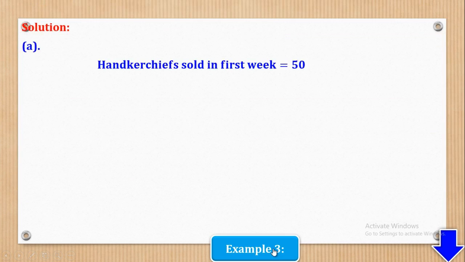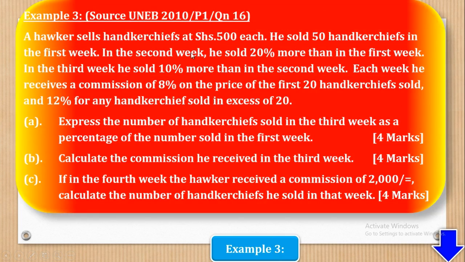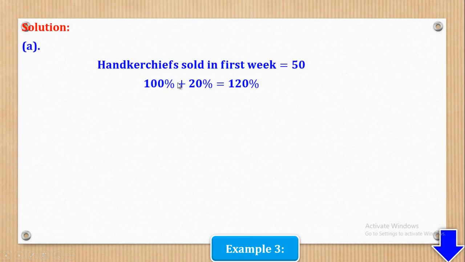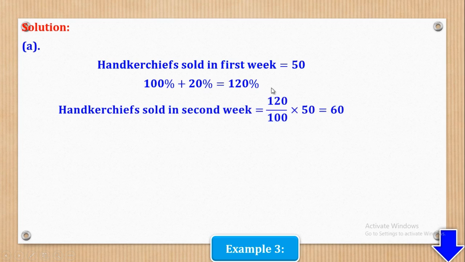Then when you go to the second week, there was an increase. So they said in the second week he sold 20% more than in the first week. So the new percentage will be 100 plus 20 to come up with 120%. Therefore, handkerchiefs sold in the second week will be 120% of the ones in the first week, which is 50. So that gives you 120 over 100 times 50 to give you 60.